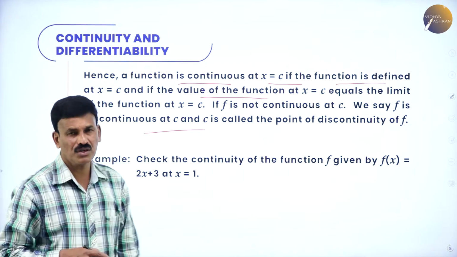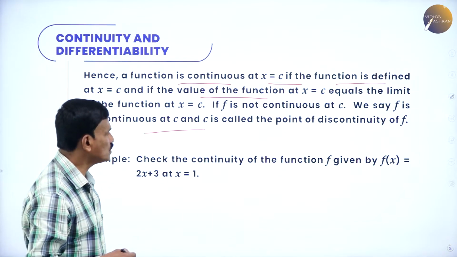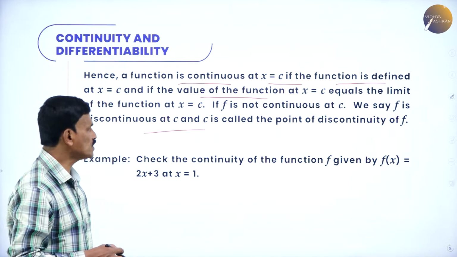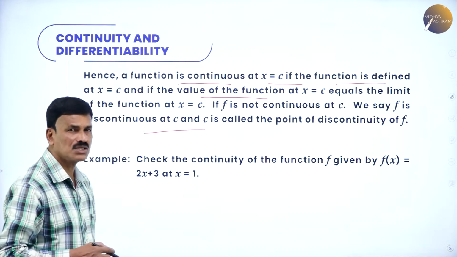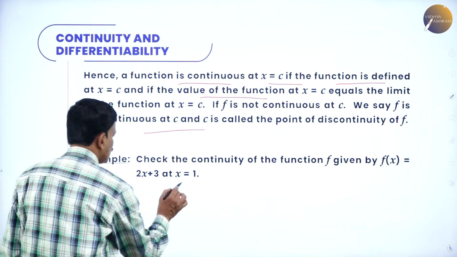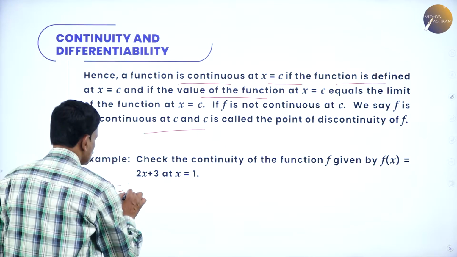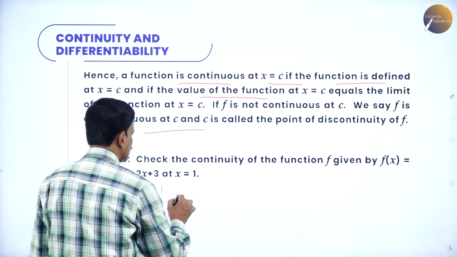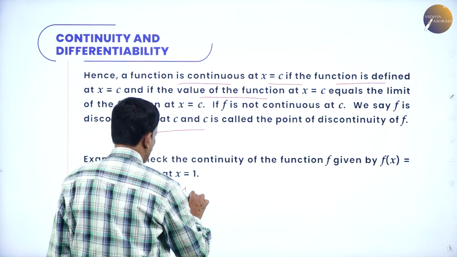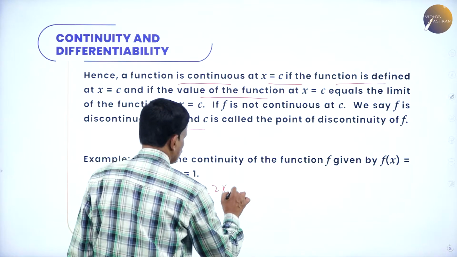Now let us verify one problem. Check the continuity of the function f given by f of x is equal to 2x plus 3 at x is equal to 1. Now what is given here? At x is equal to 1, that is a is equal to 1. At x is equal to 1, f of x is given to be 2x plus 3.